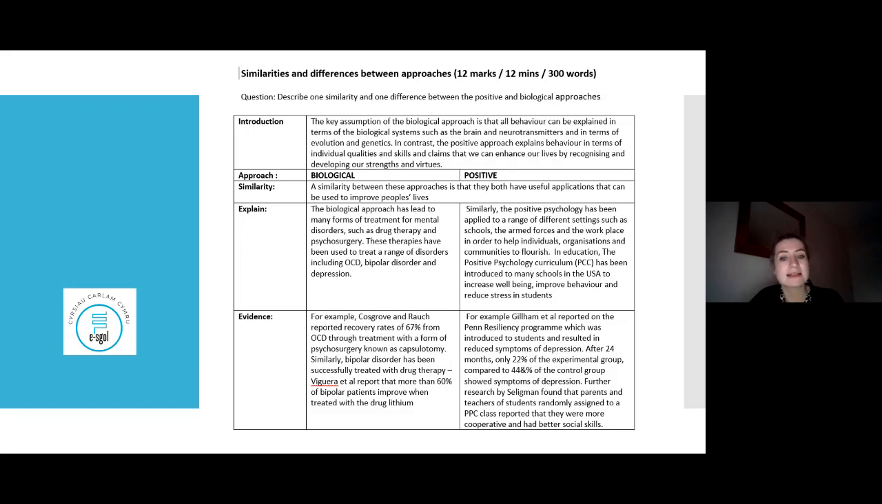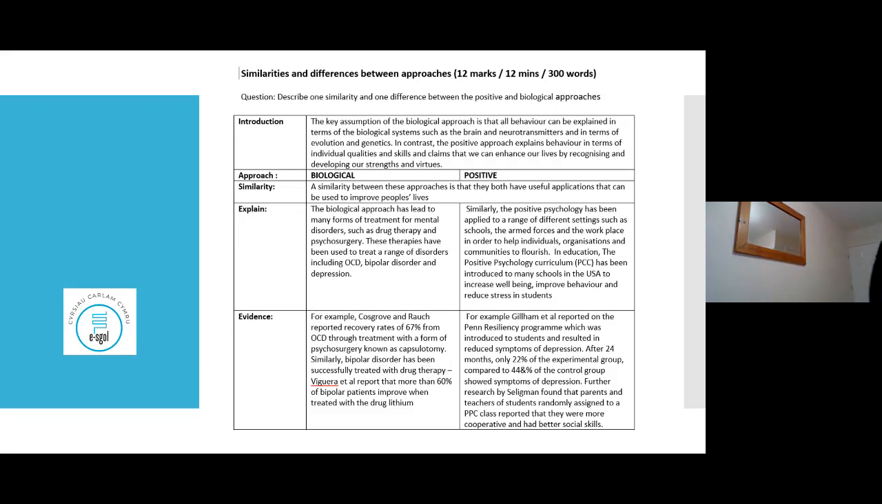Okay, looking then at our similarity. First, our first similarity. Something that they have identified as a similarity between these approaches is that they both have useful applications that can be used to improve people's lives. Lovely. That's our point. Next thing then is an explanation, okay, why?